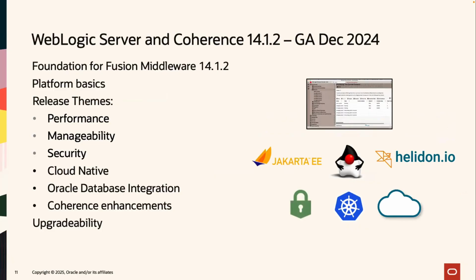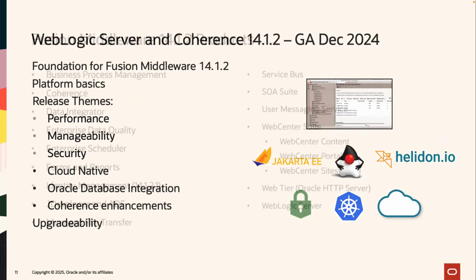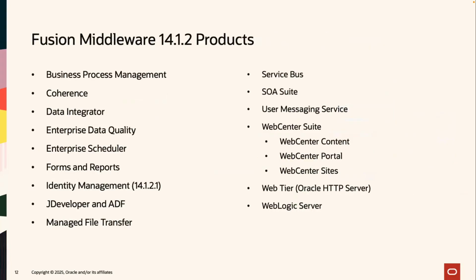Fusion Middleware support, platforms we support, etc. Let's dive right in. WebLogic Server and Coherence 14.1.2 are released along with the entire Fusion Middleware 14.1.2 product line. We believe many of you are using Fusion Middleware products like perhaps Oracle HTTP Server for load balancing your WebLogic applications, or Coherence. Both of those have new version releases with Fusion Middleware 14.1.2.